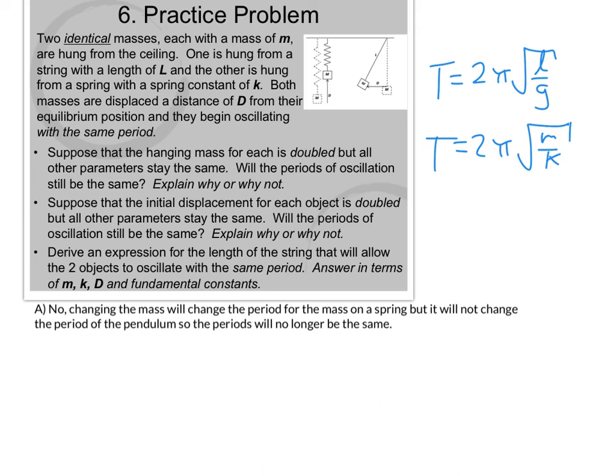All right, moving on to the second one. For this one, we're changing the initial displacements for each object. We're doubling it, but keeping everything else the same. So we want to know if that will change the period. And we see here that in both cases, amplitude is not something that impacts the period. So doubling the amplitude for each will not change either one, and therefore they still will both be the same.